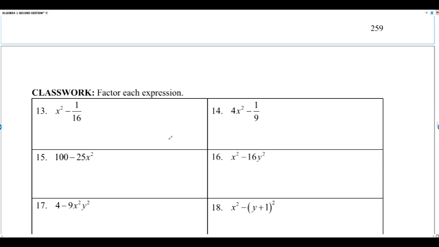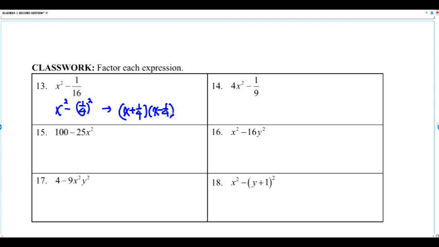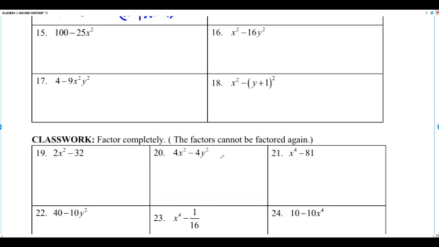The other one is also perfect squares. Yes, it is. This way it is x squared minus (1 over 4) squared, right? That's perfect squares, so it can be factored this way: x plus 1 over 4 and x minus 1 over 4, okay? The other one is the same thing.